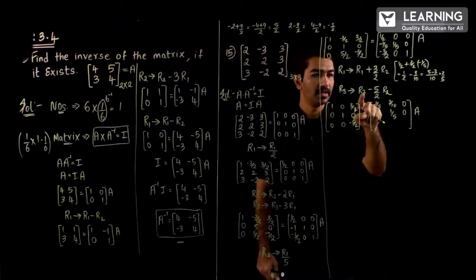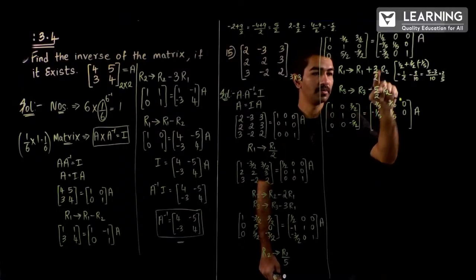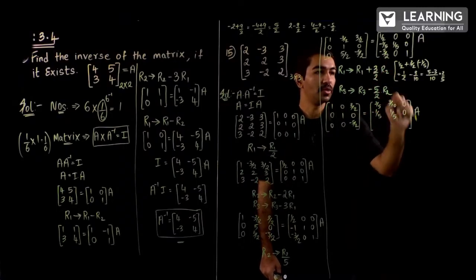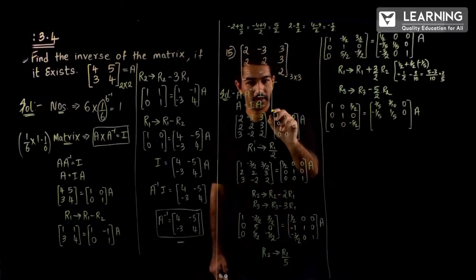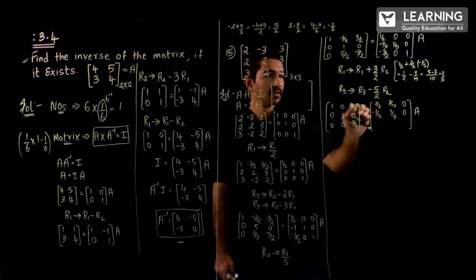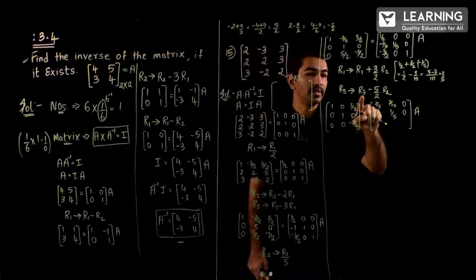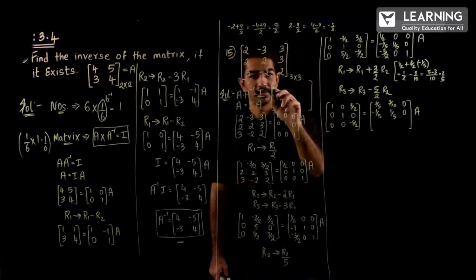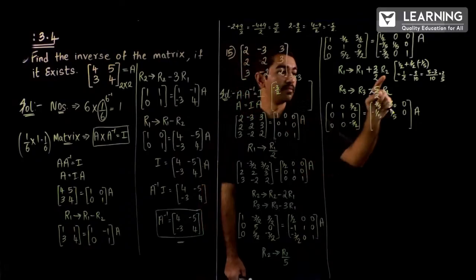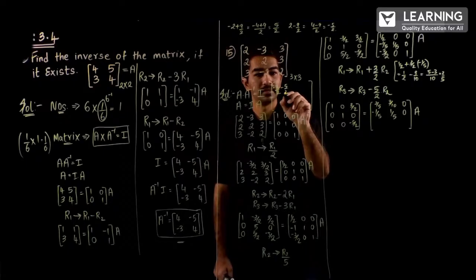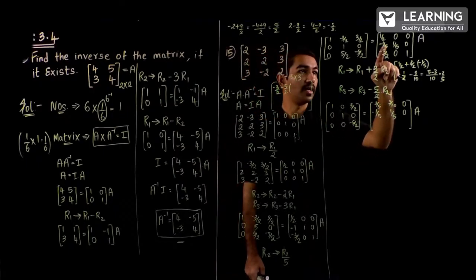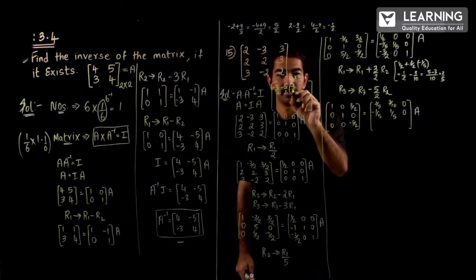Next R3. R3 is how much? Minus 3 by 2, minus 5 by 2 into, okay, so this again we have to work out. Here we'll work out students, in this box. See this one. R3 is minus 3 by 2, minus 3 by 2, minus 5 by 2 of R2. R2 is minus 1 by 5.